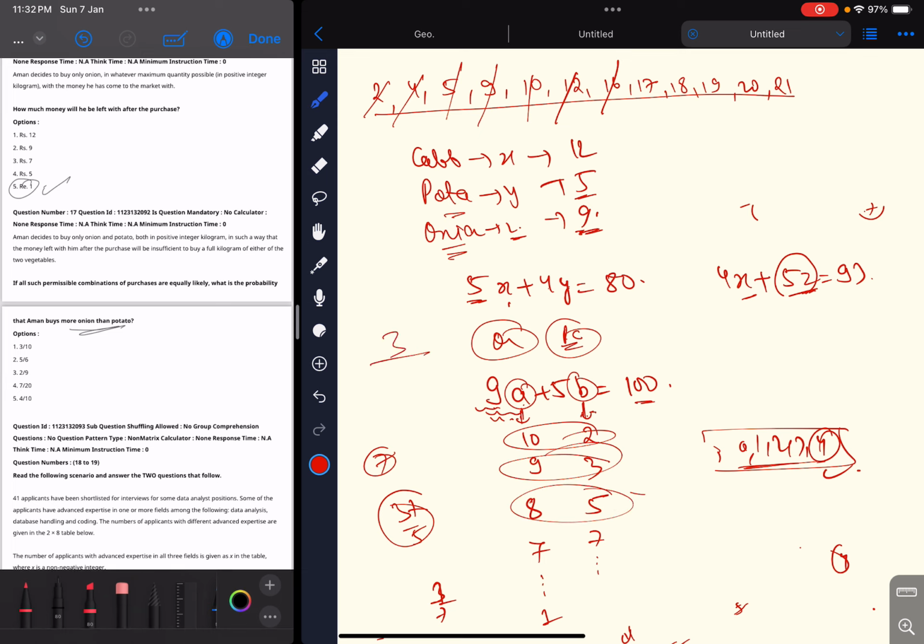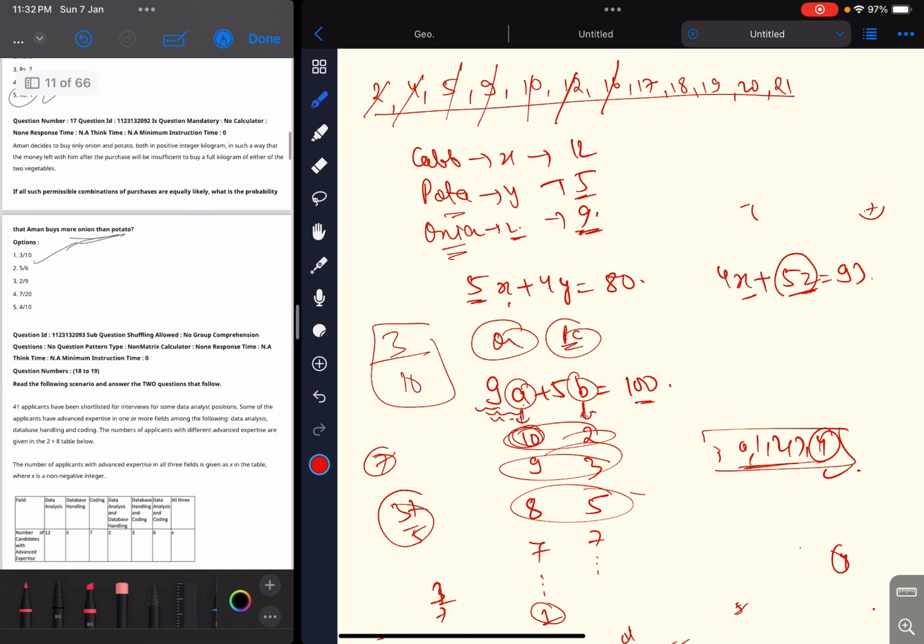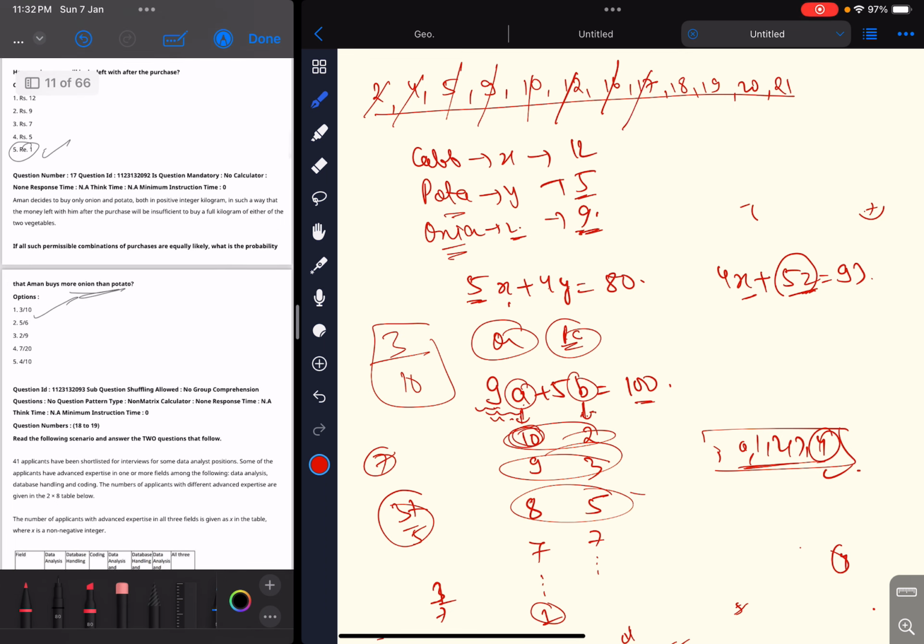So 3 cases. Okay, and total cases he has how many? Starting from 10 to 1. So total 10 cases. So 3 by 10 is the answer to this question. 3 by 10. Okay, question number 17 is done.